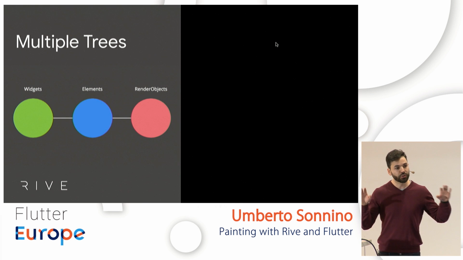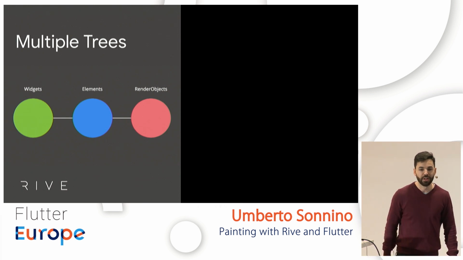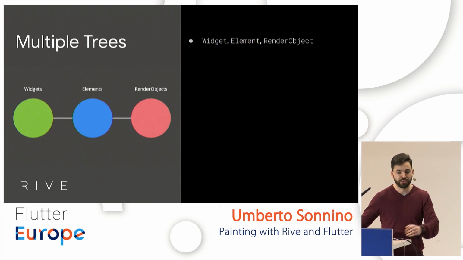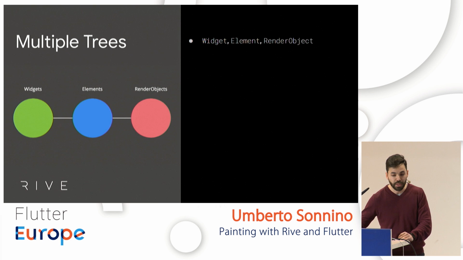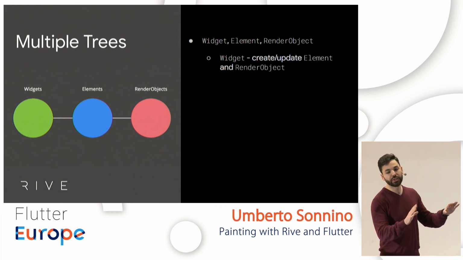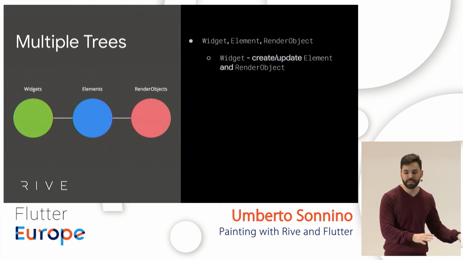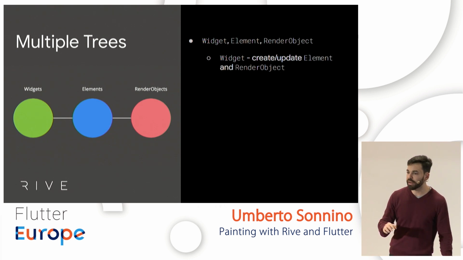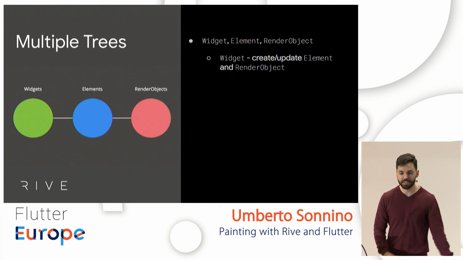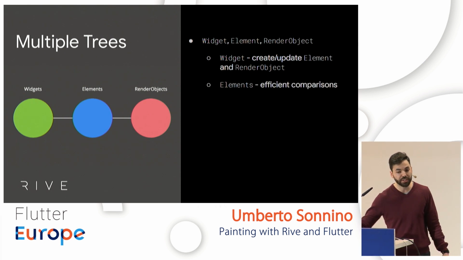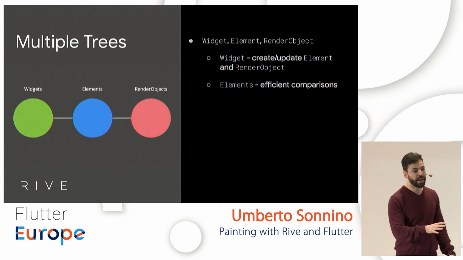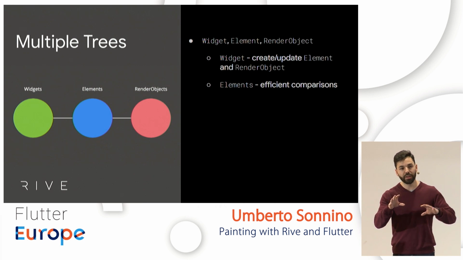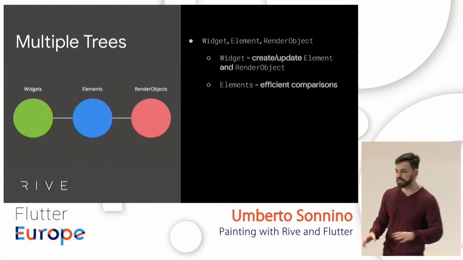So there are 3 tree structures that are used by Flutter. The first one is the widget tree structure, which you might have seen and you might have built, creating your apps. The widgets are responsible for creating and updating elements and render objects. I think Robert or Norbert might have explained this yesterday morning if you were at that talk. Elements, on the other hand, are efficient at comparing objects. So they're meant to be something that sits in between what widgets do and what render objects do.